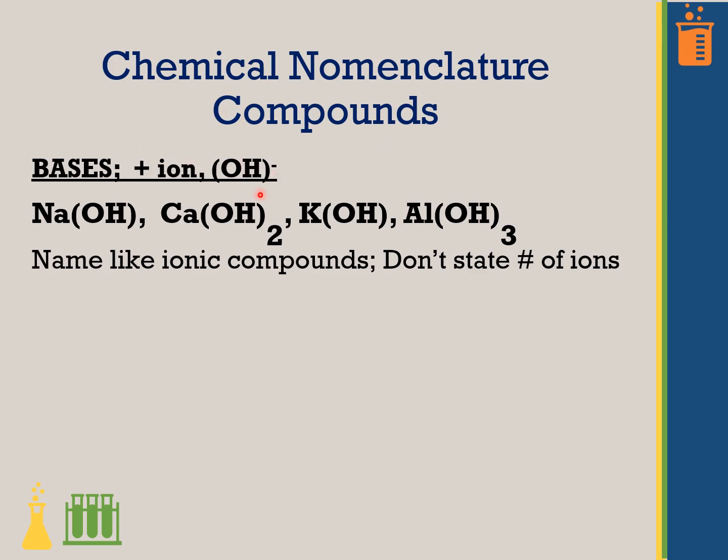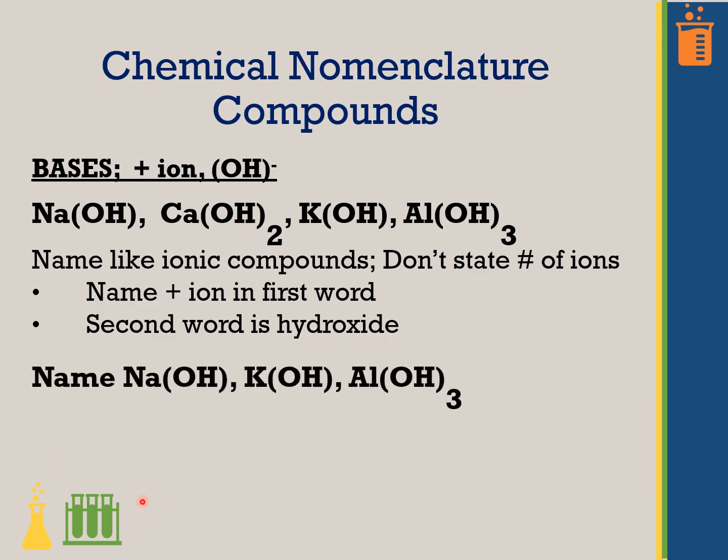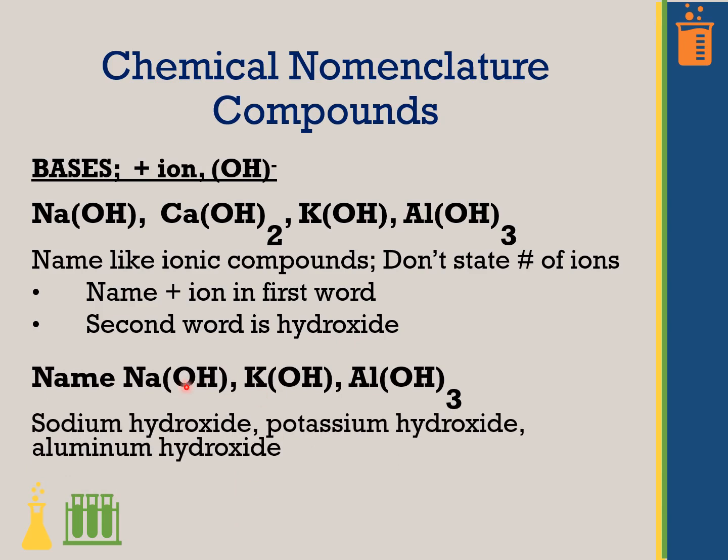We get that by pulling up the polyatomic ion table. So when we name a base, we do the same thing. We name our positive ion, and the second word is going to be hydroxide because OH is the hydroxide ion. So to name a few compounds, NaOH: Na is sodium, OH is hydroxide, sodium hydroxide. Al(OH)3 is aluminum hydroxide. We don't say there's 3 OHs because we can predict the formula of the base.